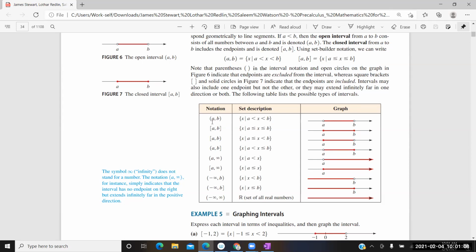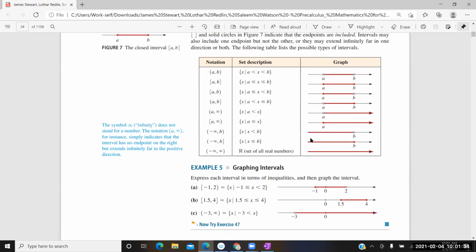Usually the parentheses means that you don't include the endpoints, and the square brackets means you include the endpoints. So for instance, this third one is square bracket a, comma b, parenthesis. And how you define that is it's all the x such that a is less than or equal to x, but strictly less than b. And then over here we have this graphical representation of the sets. I'm not going to go through all of them, but I encourage you to look at them.